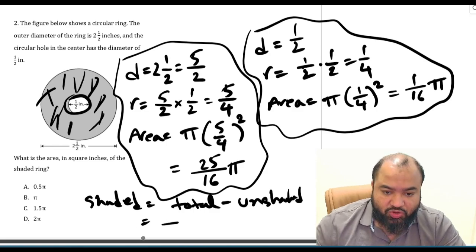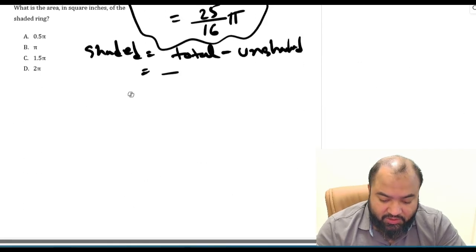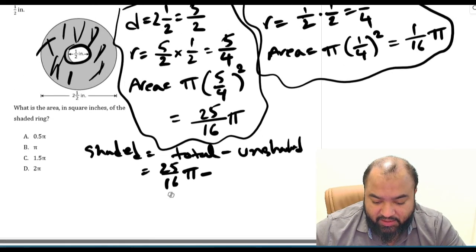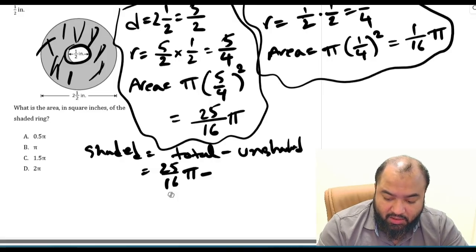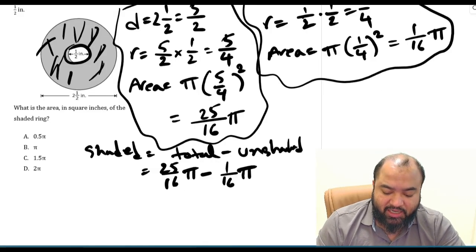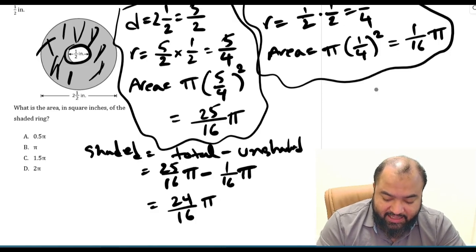So that's 25. I'm going to scroll it down a little bit. Okay, so 25/16 pi, that's the big area, and the small area was 1/16 pi. We're going to ignore the pi, subtract the fractions. 25 minus 1 is 24, and 16 and 16, common denominator, we're going to keep the same. Now 24 and 16 can be simplified by 8, so that's 3/2 pi.